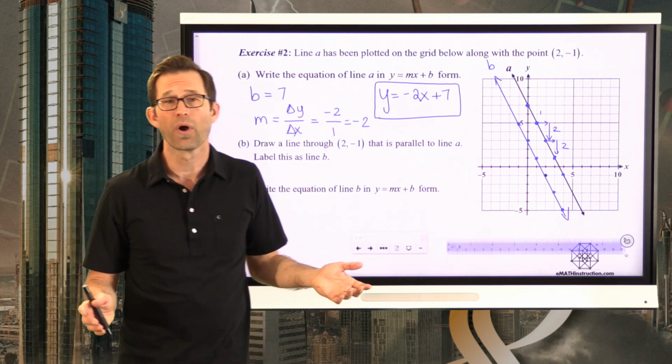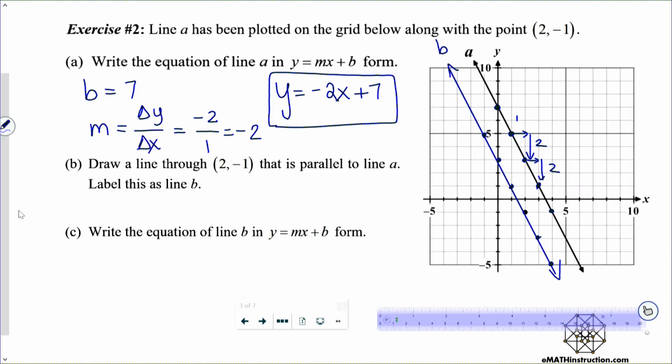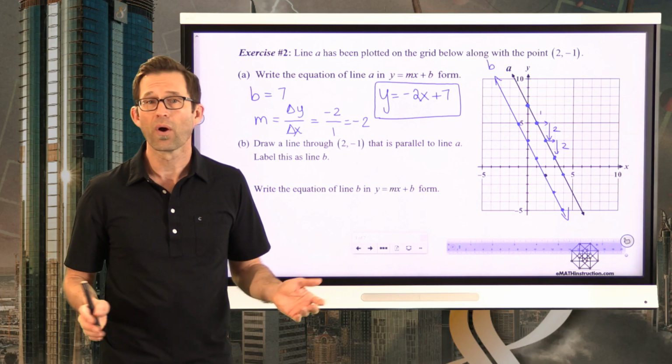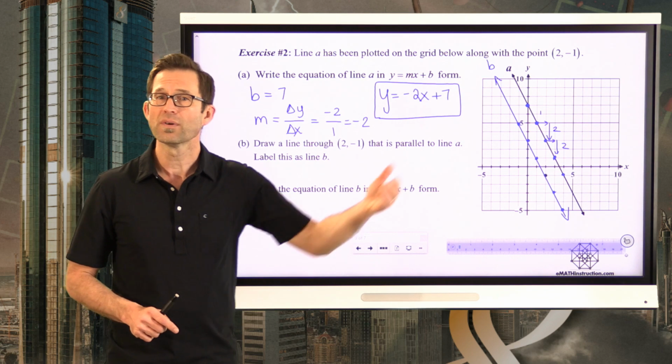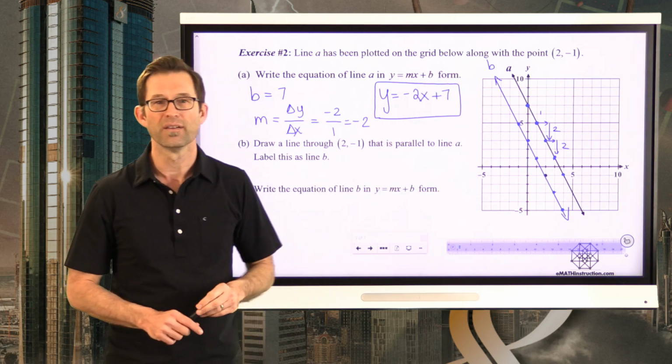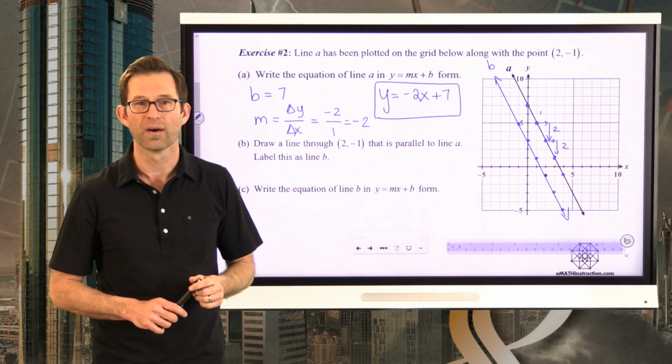Now, the final part of this problem should be pretty easy, letter C. Write the equation of line B in y = mx + b form. All right, so we already know the equation of line A. It's y = -2x + 7. What's the equation of line B? Pause the video now and see if you can write something down.